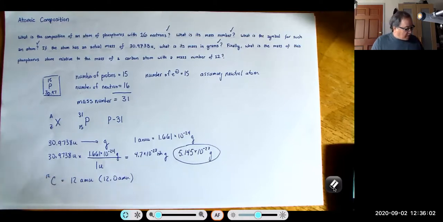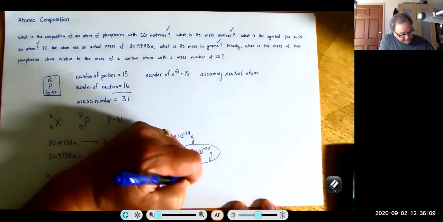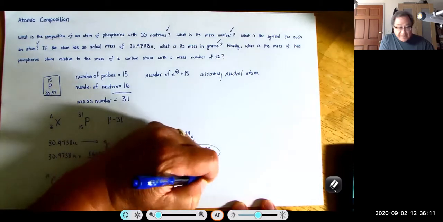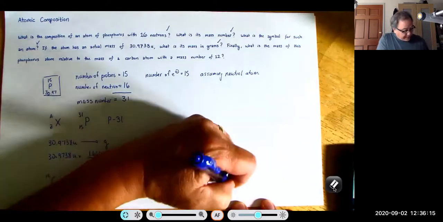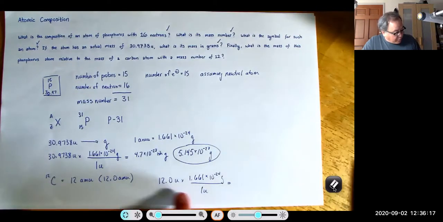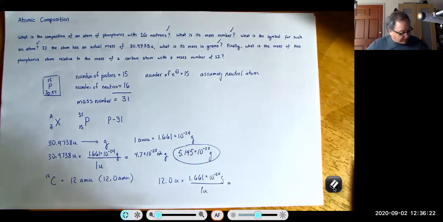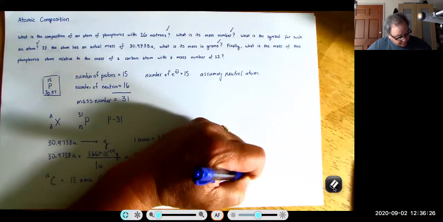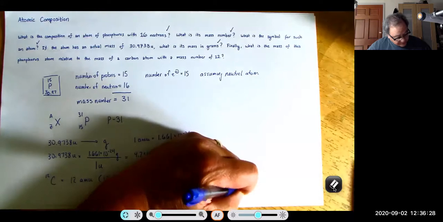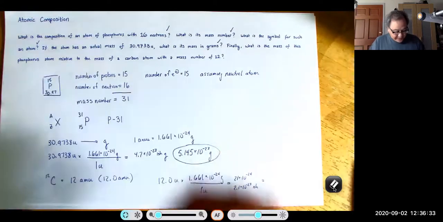All right, now if we wanted to turn this into grams, we would take that 12.0 U multiplied by the 1.661 times 10 to the minus 24 grams per 1 U. And we could estimate this again, 1.661 times 12 has got to be around 21. So my new ish is 21 times 10 to the minus 24, or 2.1 times 10 to the minus 23-ish. And let's see what we actually get.